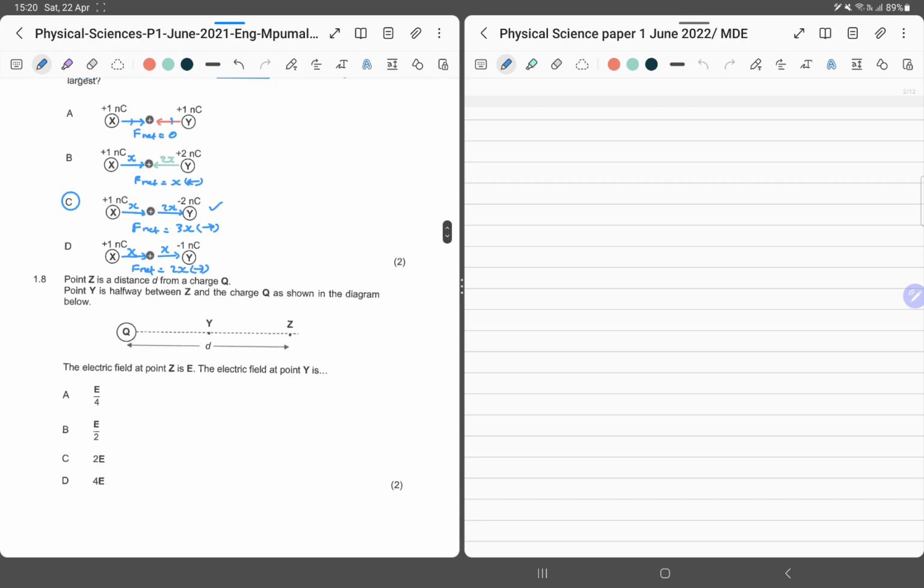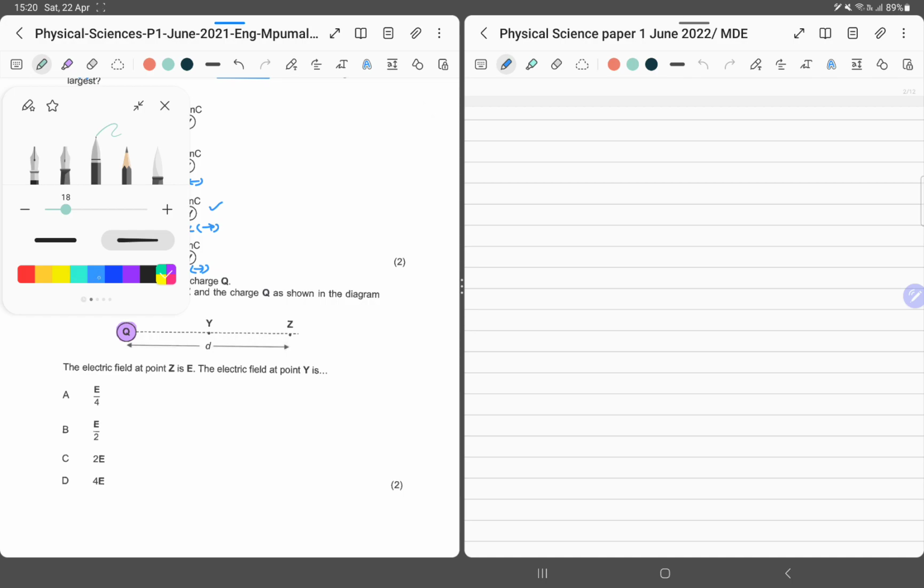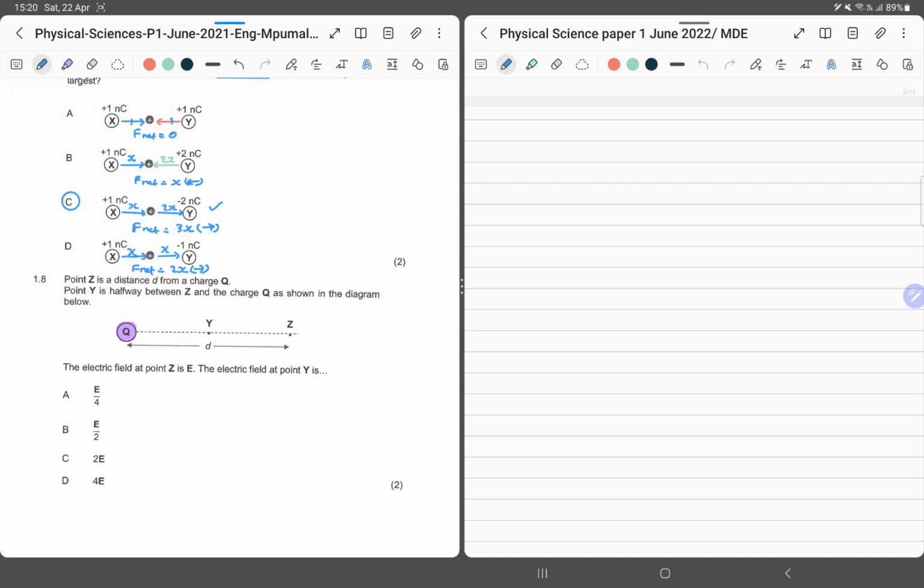Let's just move on without wasting time. Point Z is a distance D from a charge Q. So we only have this charge here. This is the charge. The rest are just positions around that charge. So these are points on the electric field, basically. Now, we're told point Y is halfway between Z and the charge Q as shown.